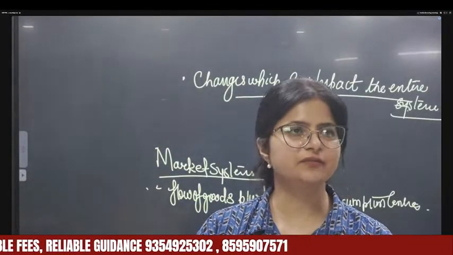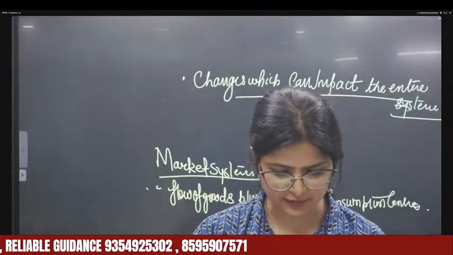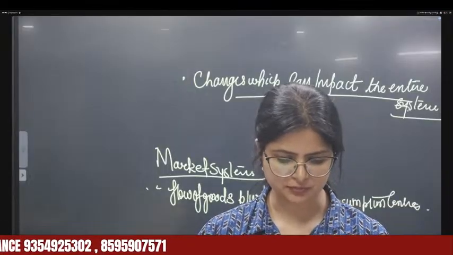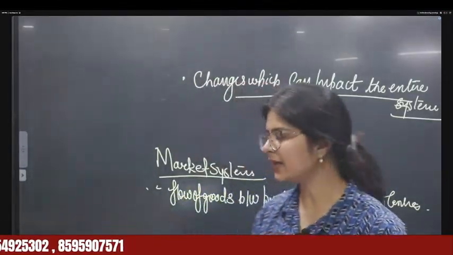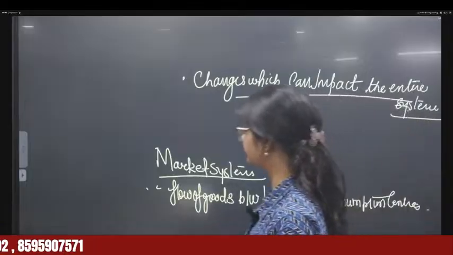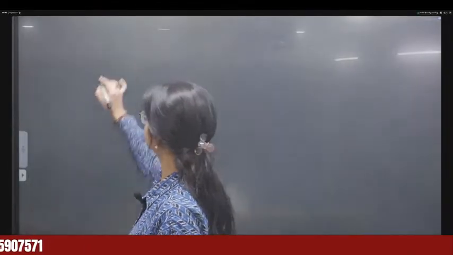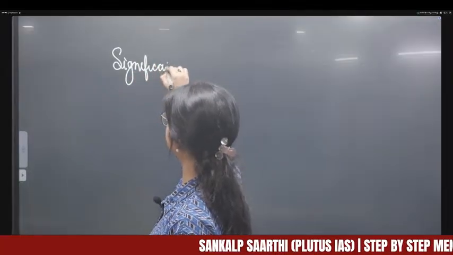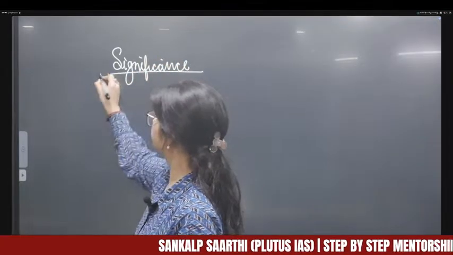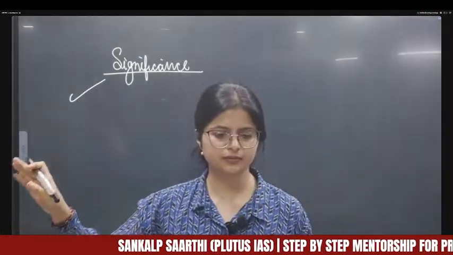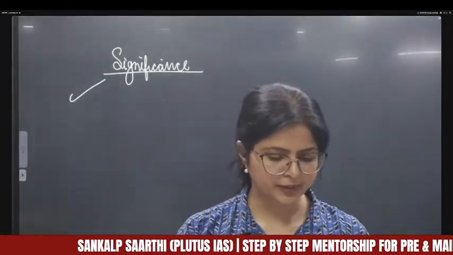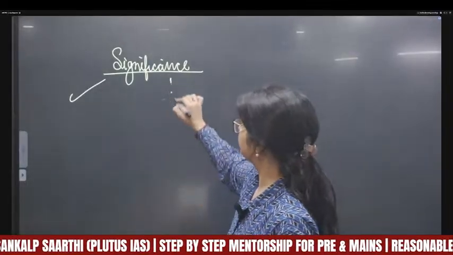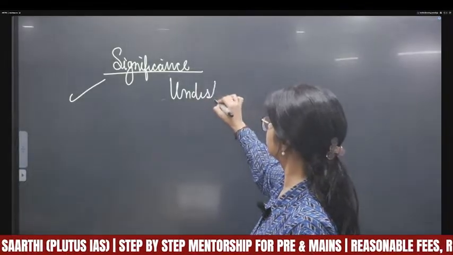Now write down the significance of spatial systems. Write down the significance: why it has been modeled, why it is important. Which scholars are important here? One very important scholar is R.J. Chorley, whom we talked about in the initial period. So write down first: understanding the spatial organization.